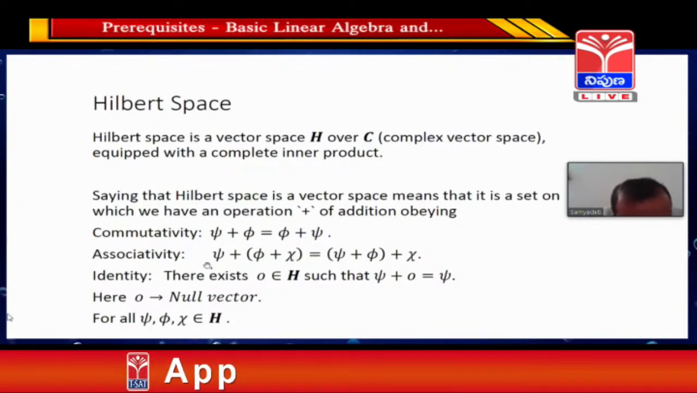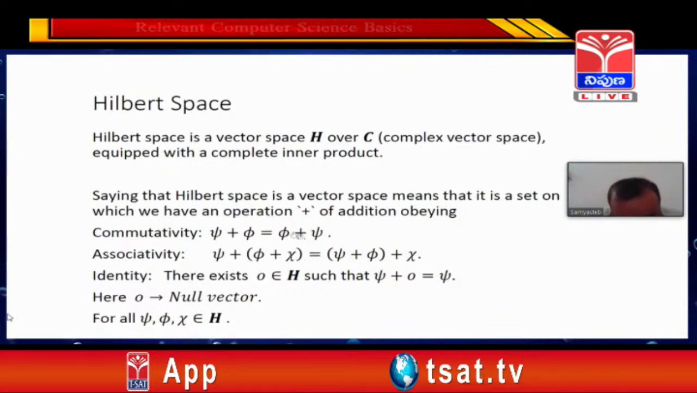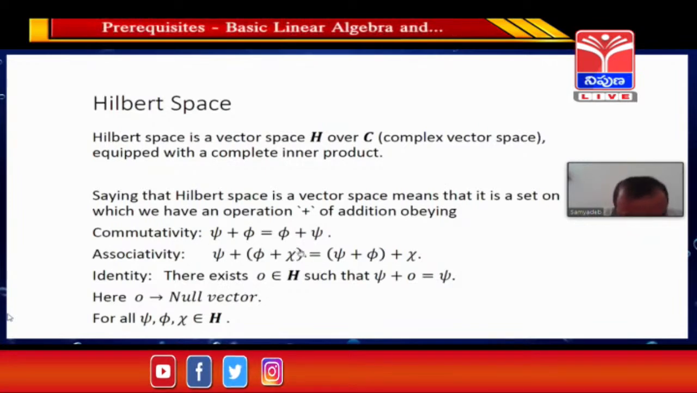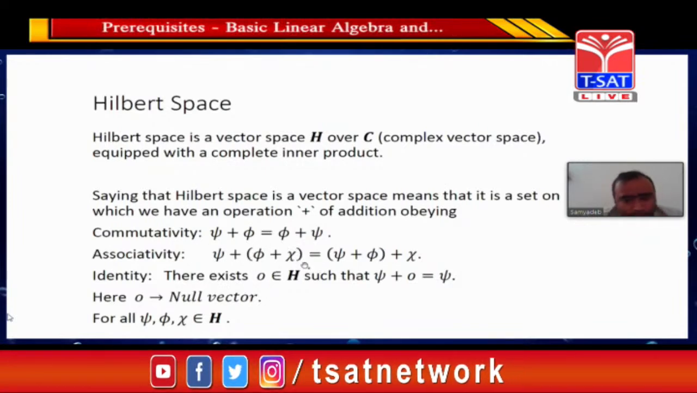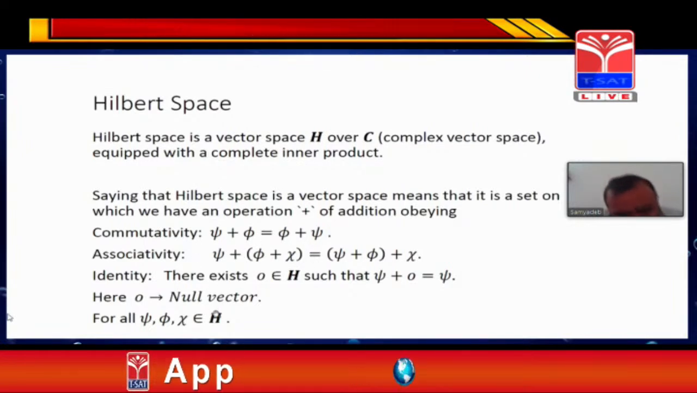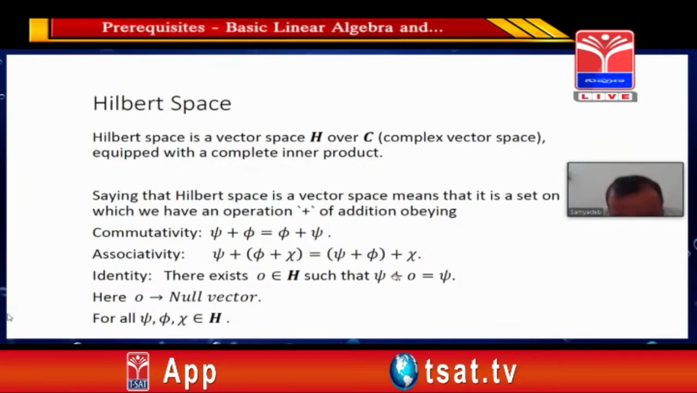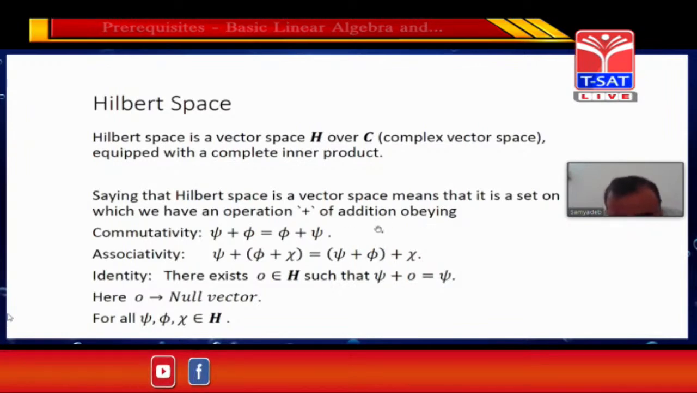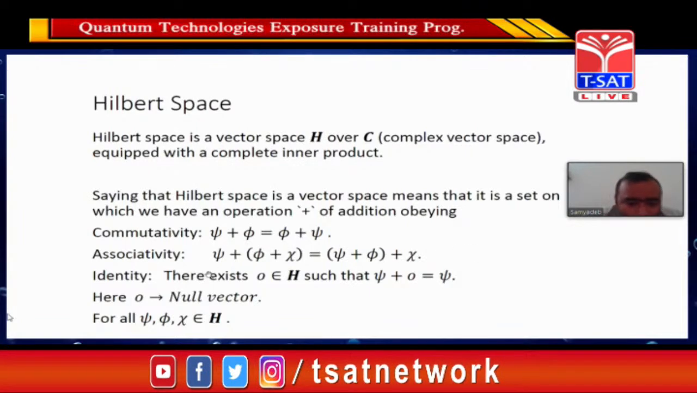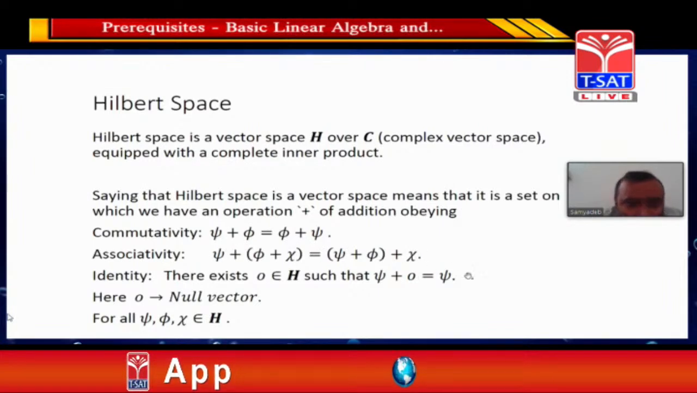It should also obey the associativity property, that is, you take 3 vectors in a given Hilbert space, xi, phi and chi. You can first do the vector addition of phi and chi, and then add the resultant with xi. That is the same as first doing the vector addition of xi and phi, and then adding the resultant vector with the final vector chi. So this property, as expressed in this equation, is called the associativity property.